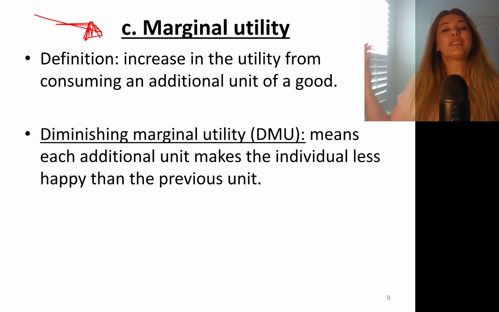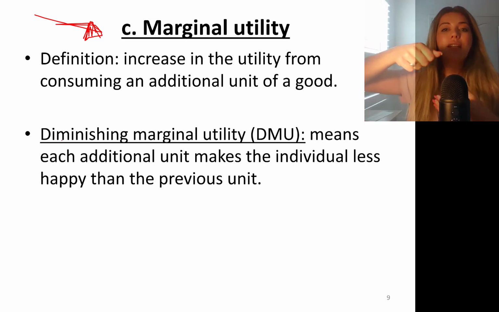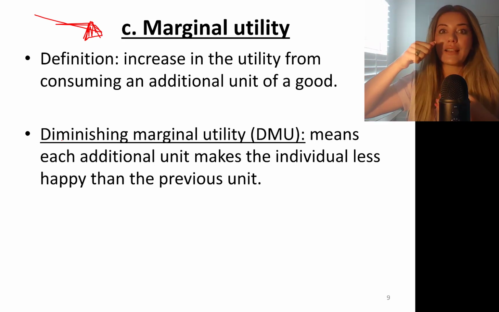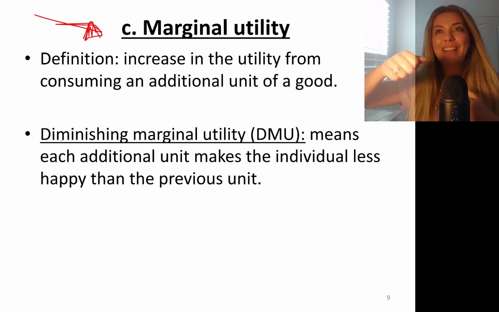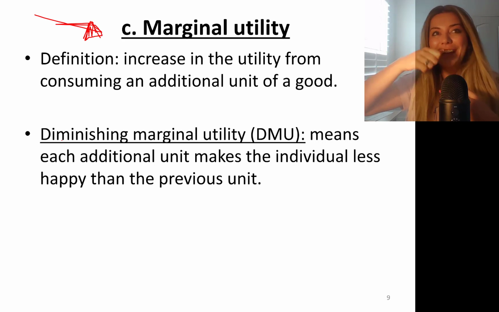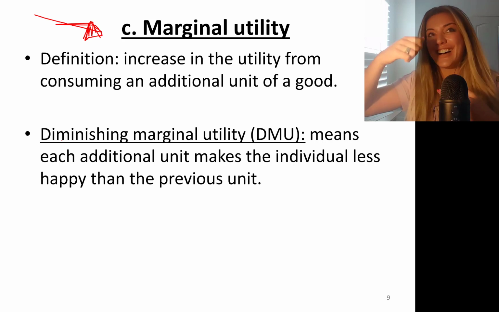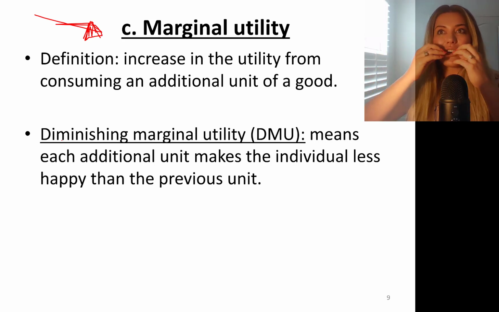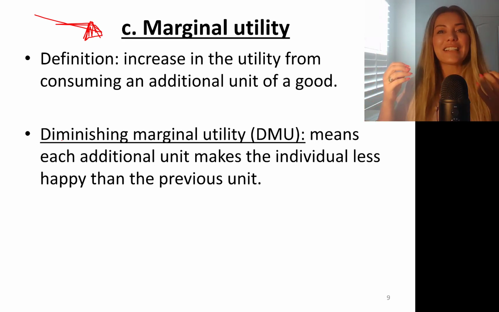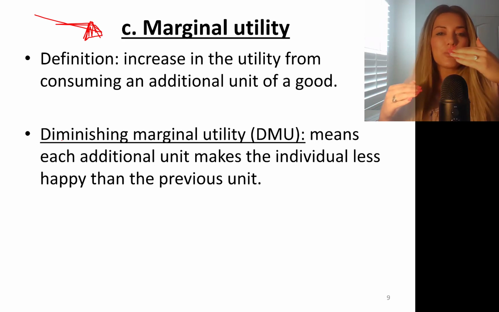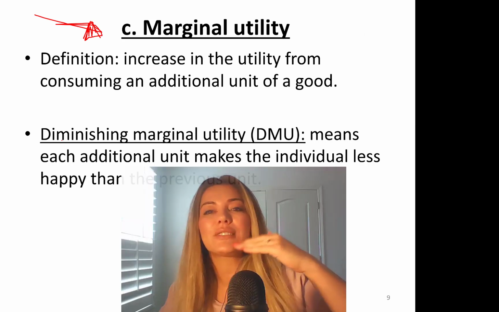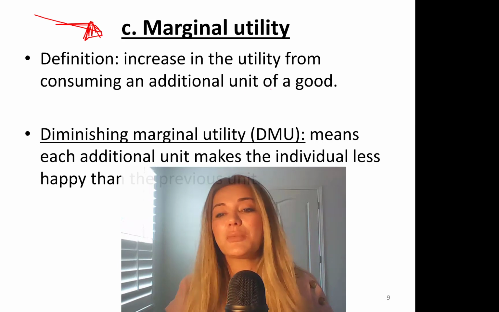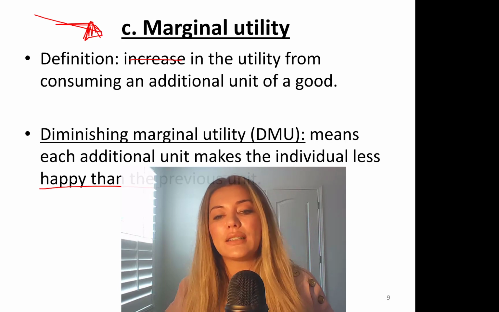This happens with, for instance, ice cream. I start eating one spoon. Excellent, right? I rate it 10. Second spoon, still 10. Okay, 9. I've been eating, my tongue is numb, so I don't even taste it anymore. So then your marginal utility, the additional utility you gain, starts diminishing. Diminishing marginal utility means each additional unit makes the individual less happy than the previous unit.